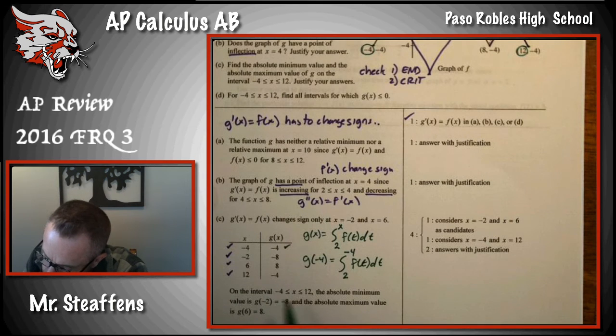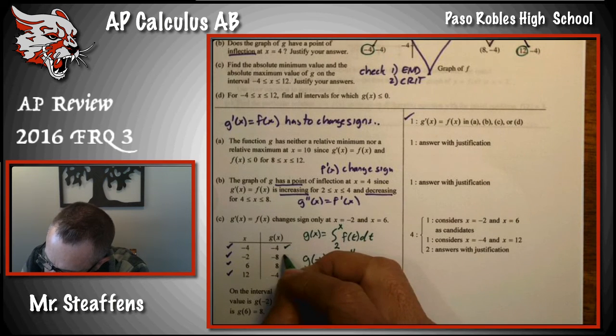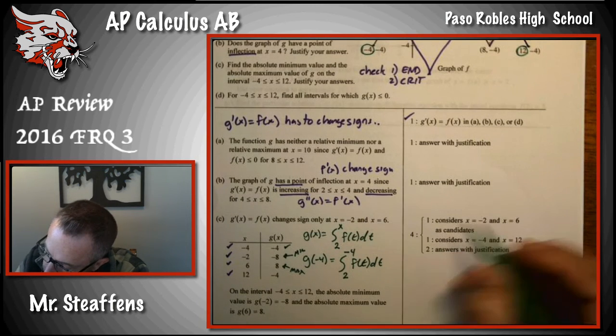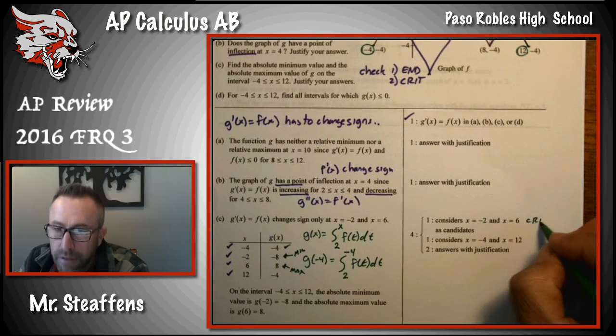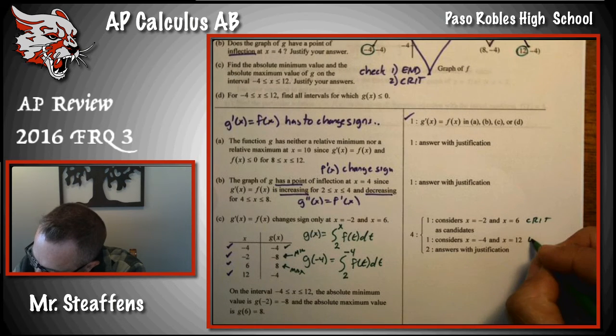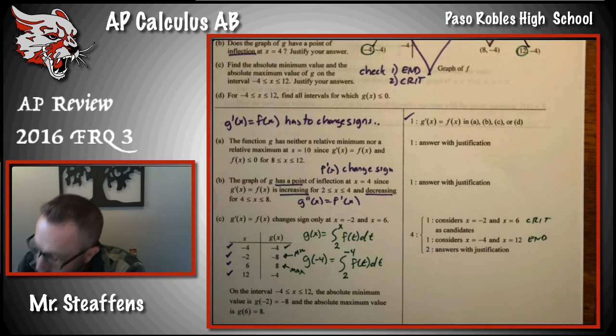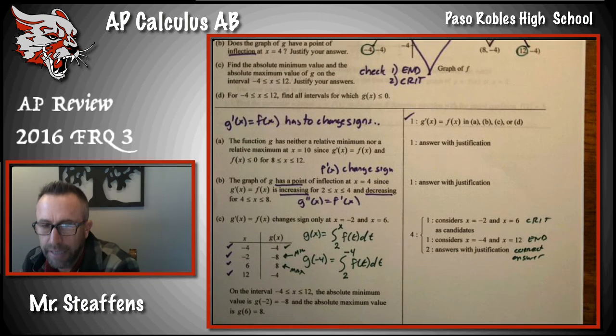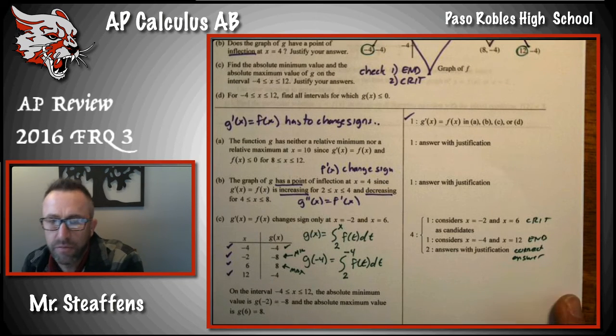Well, clearly this is the lowest right here. This is going to be the minimum, and this is going to be the maximum. And then all I have to do is state that. So you get a point if you consider the critical values. You get a point if you consider the endpoints. And you get 2 points, probably one for each correct answer.